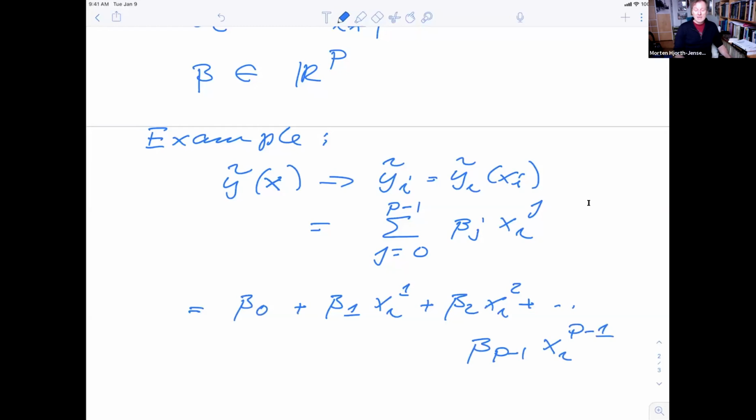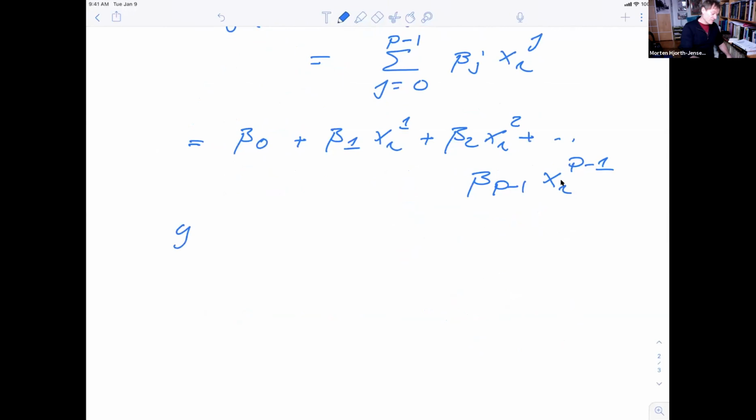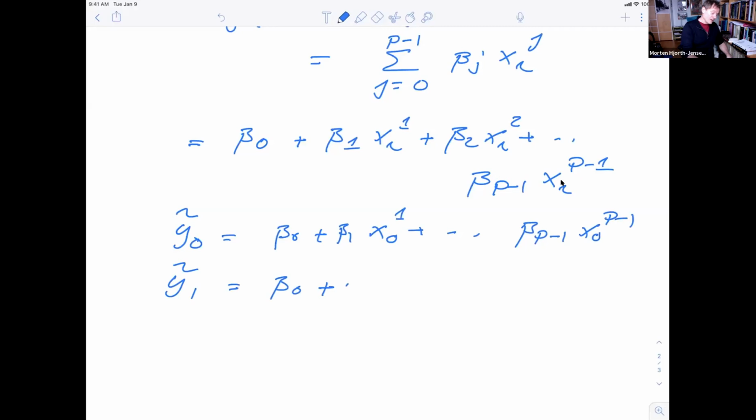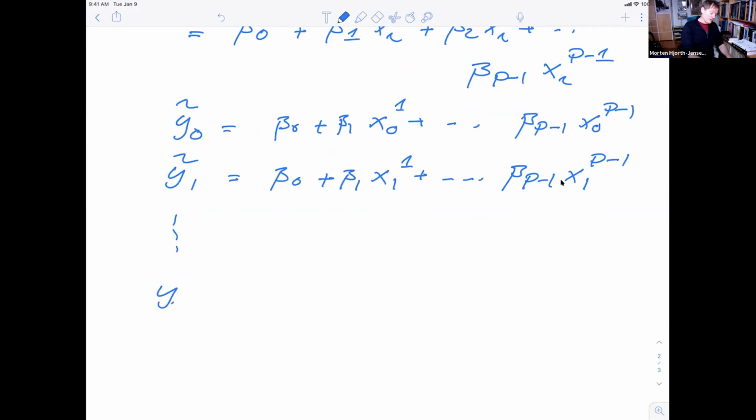Now what you can do next is that since you will have such a quantity for every single value of y, I would have a y0, and that would simply be my beta 0 plus a beta 1 of x0 to the power of 1. And then I'm getting lazy, guys. So I just write the last one, x0 to the power of p minus 1, and then I have a y1. That's going to be a beta 0 plus a beta 1 times x1 to the power of 1, plus up to beta of p minus 1 again, and then I have x1 to the power of p minus 1. And this goes all the way down to the last data point.